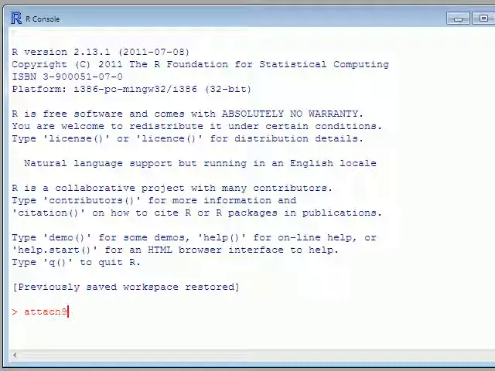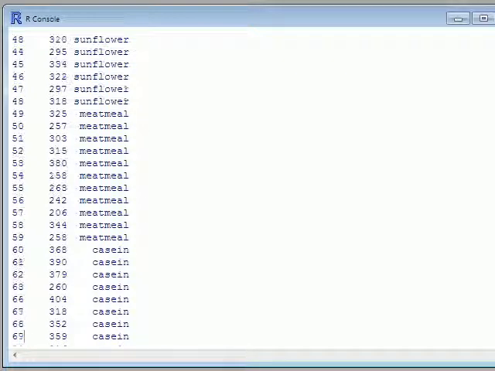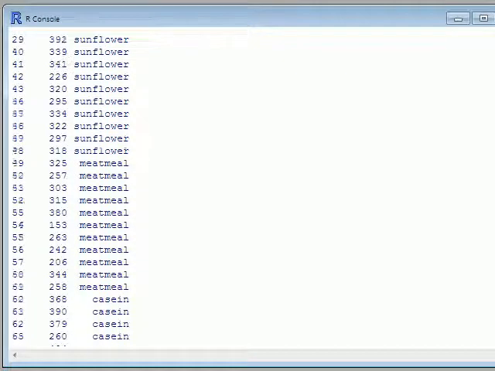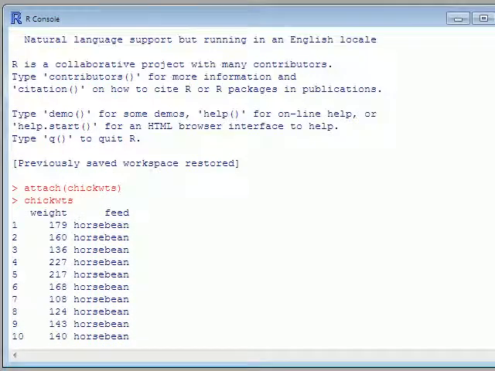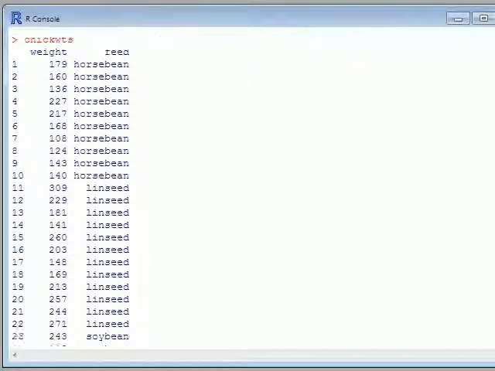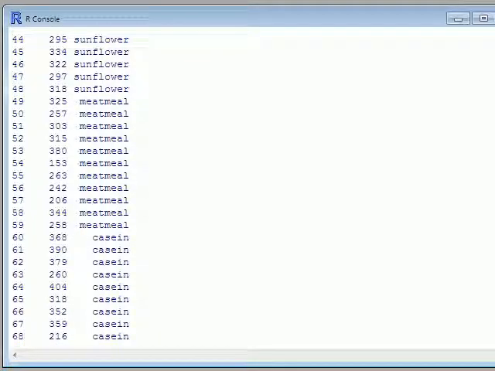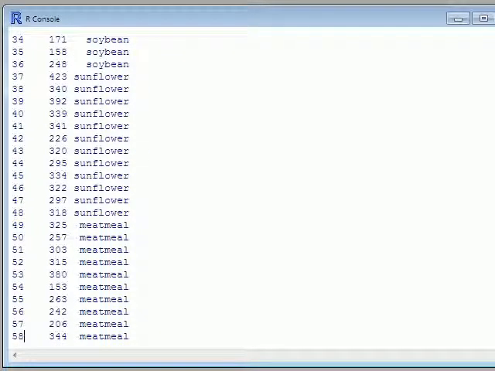So I attach chick weights, and it's a good thing to look at what you attach, check it out. So actually there was more than that. There was quite a few things that they fed these chickens that were different. So here you got the weight of the chickens versus horse beans and linseed and soybeans and I don't know, meal.